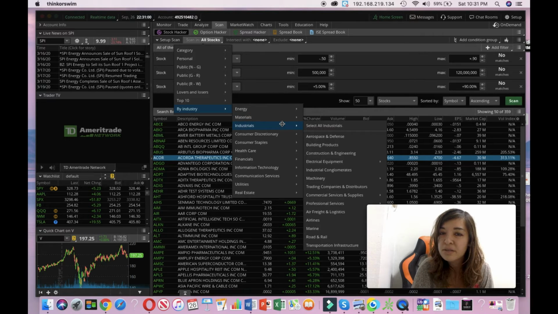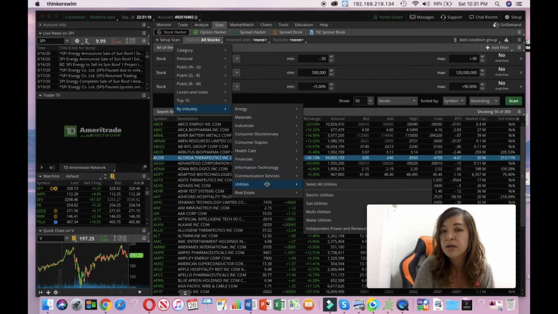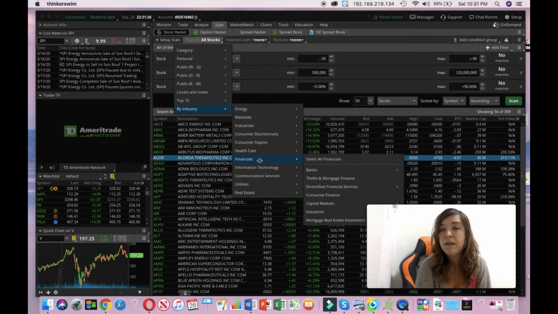Materials, industrials, aerospace. Okay, I haven't actually looked for this on ThinkorSwim before, but I will update you if I find that. Also, consumer discretionary, automobiles. It doesn't really get into specifics, so I will have to do more research on that. But there are a lot of different categories that you can use, such as utilities and IT and financials, banks, mortgages, stuff like that, capital markets, insurance, all of these things.